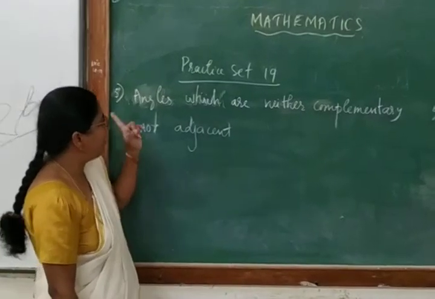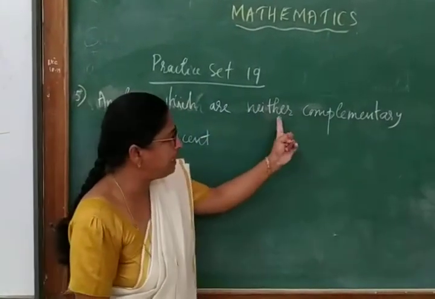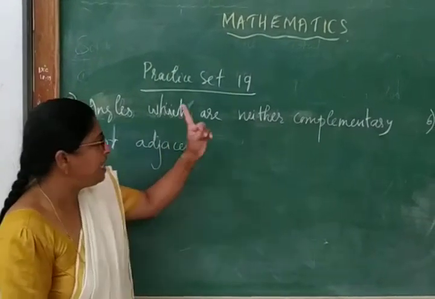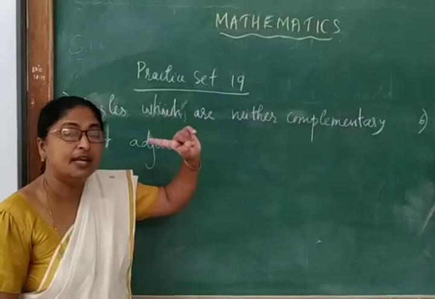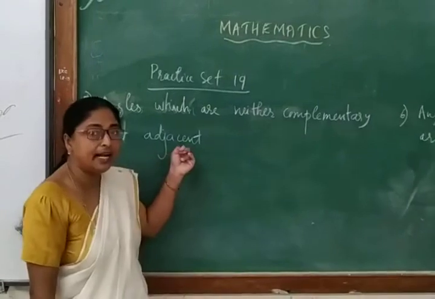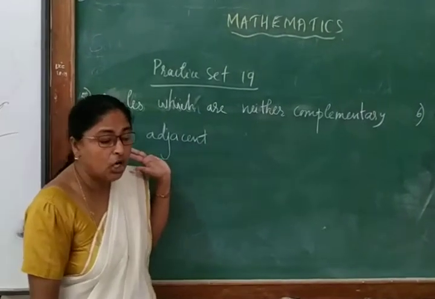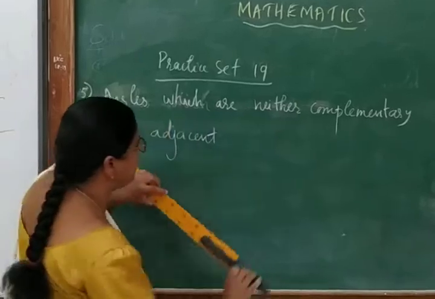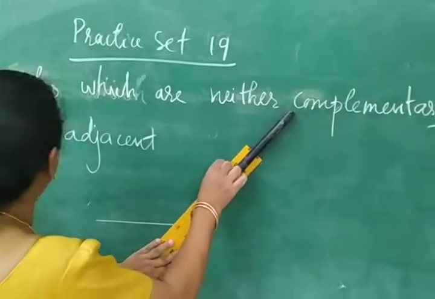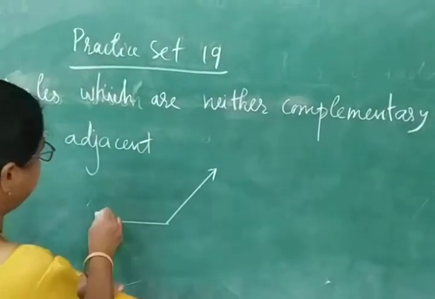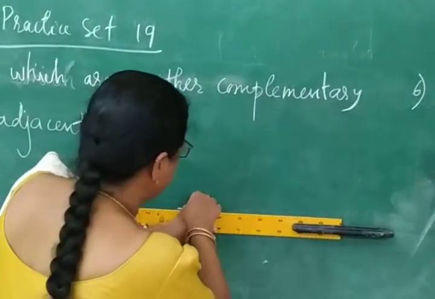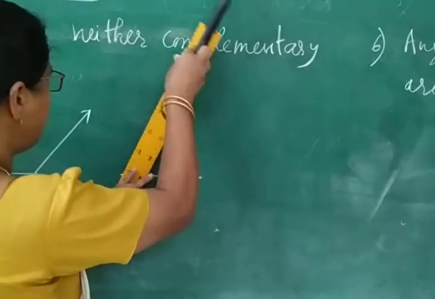Okay. Question number 5. Angles which are neither complementary nor adjacent. Neither nor means they are not complementary angles, means their total is not 90 degree, not adjacent angles means they do not have a common ray. So how will you draw the figure? Any two angles, you can draw any two angles which are not adjacent. One angle is this and which are neither complementary means their total is not 90 degree.